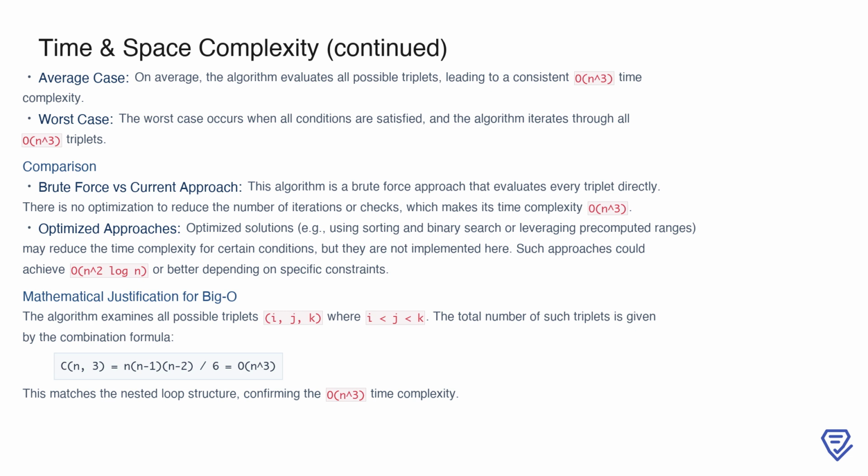Finally, the O(n³) time complexity can be mathematically justified. The algorithm evaluates all combinations of triplets i, j, k, where i is less than j is less than k. Using the combination formula C(n, 3) equals n(n-1)(n-2)/6, we observe that the total number of triplets matches the nested loop structure, reaffirming the cubic time complexity.